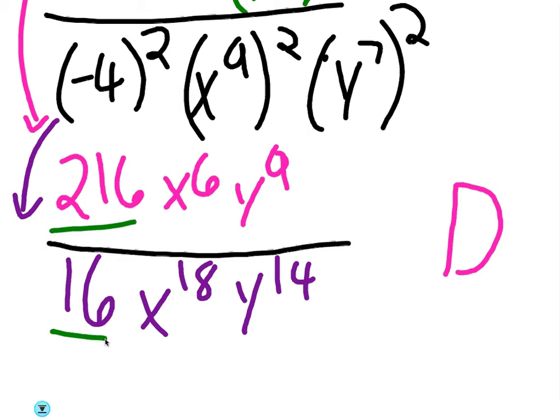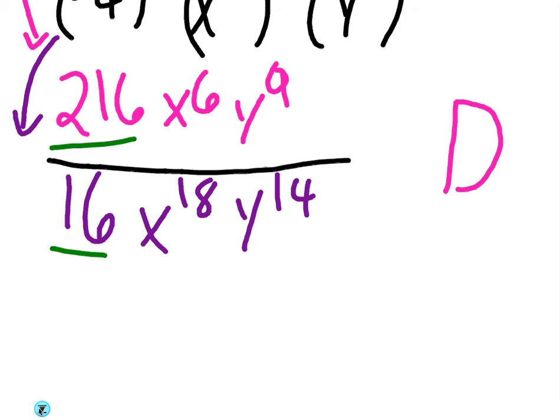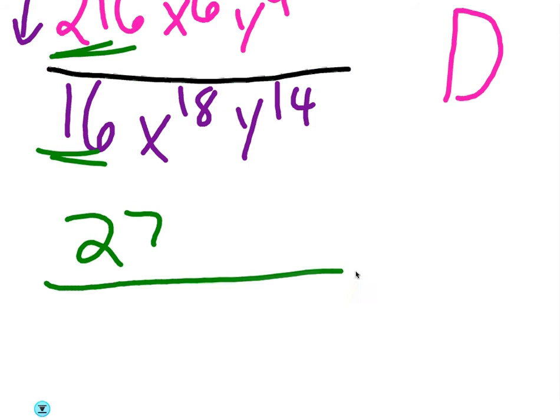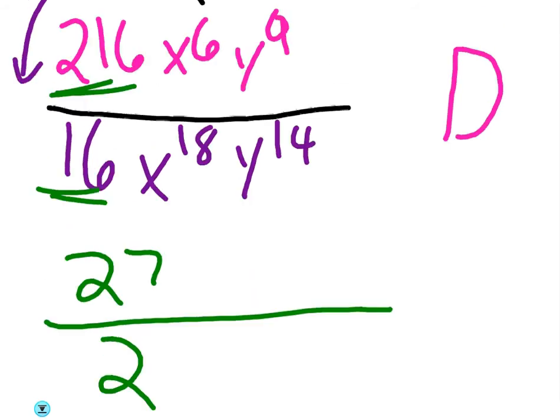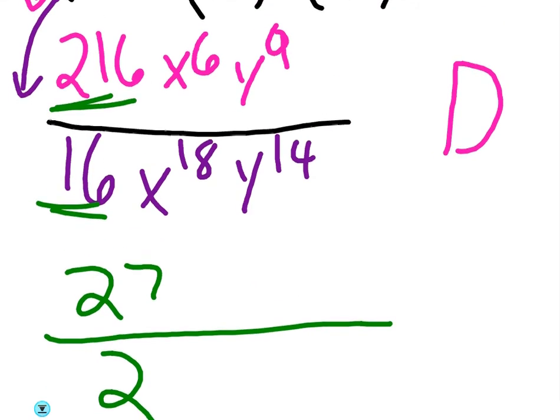So in other words, what's the biggest number that goes into both? Is it? Okay, so 8 would go into both. Okay, so we're going to divide both of these by 8, and you said it was what? 27 over 2. So I'm going to put a 27 on top of the fraction and a 2 on the bottom. And again, we're dividing both by 8.